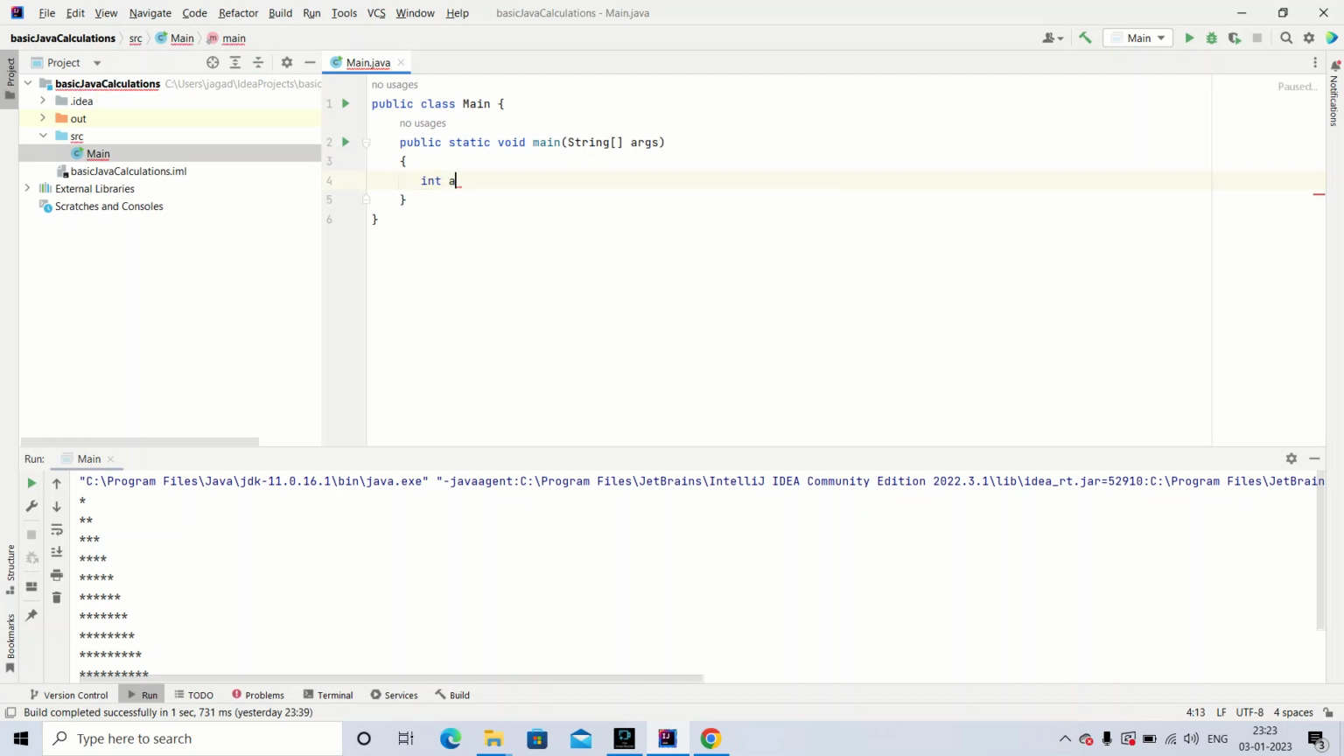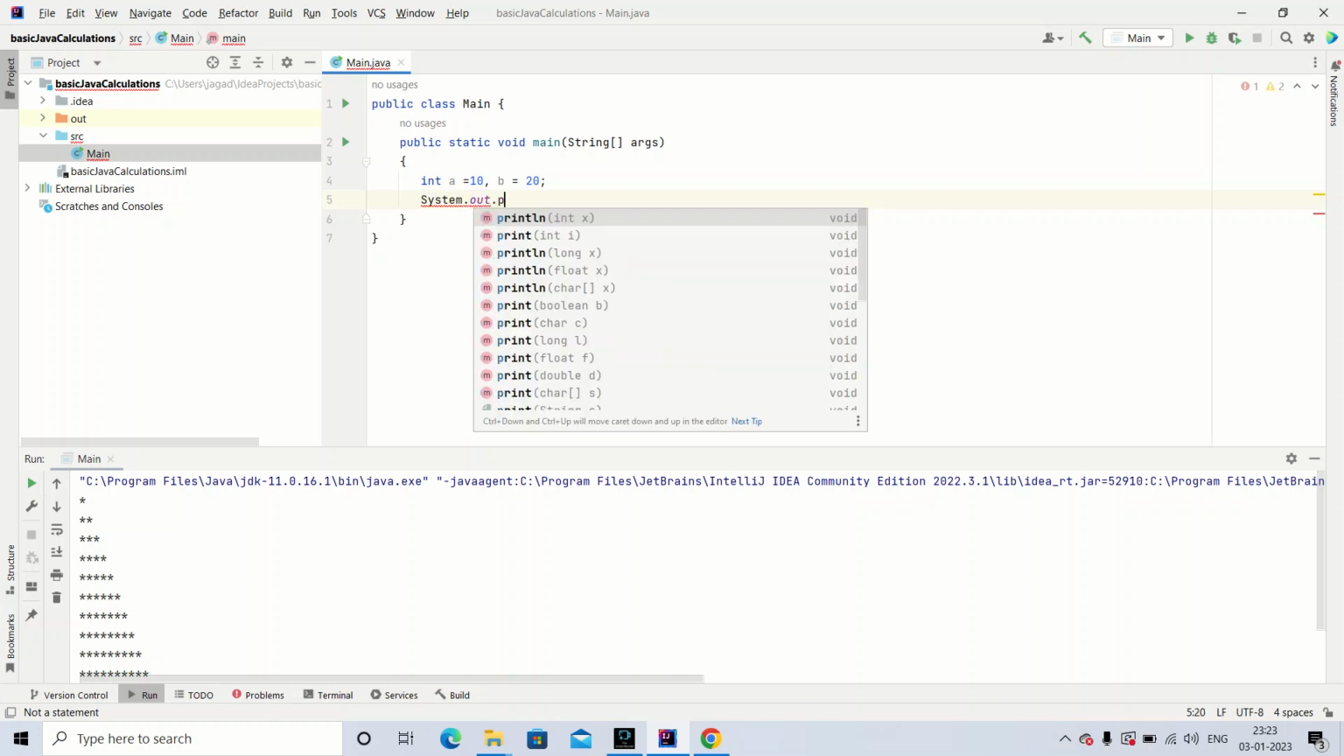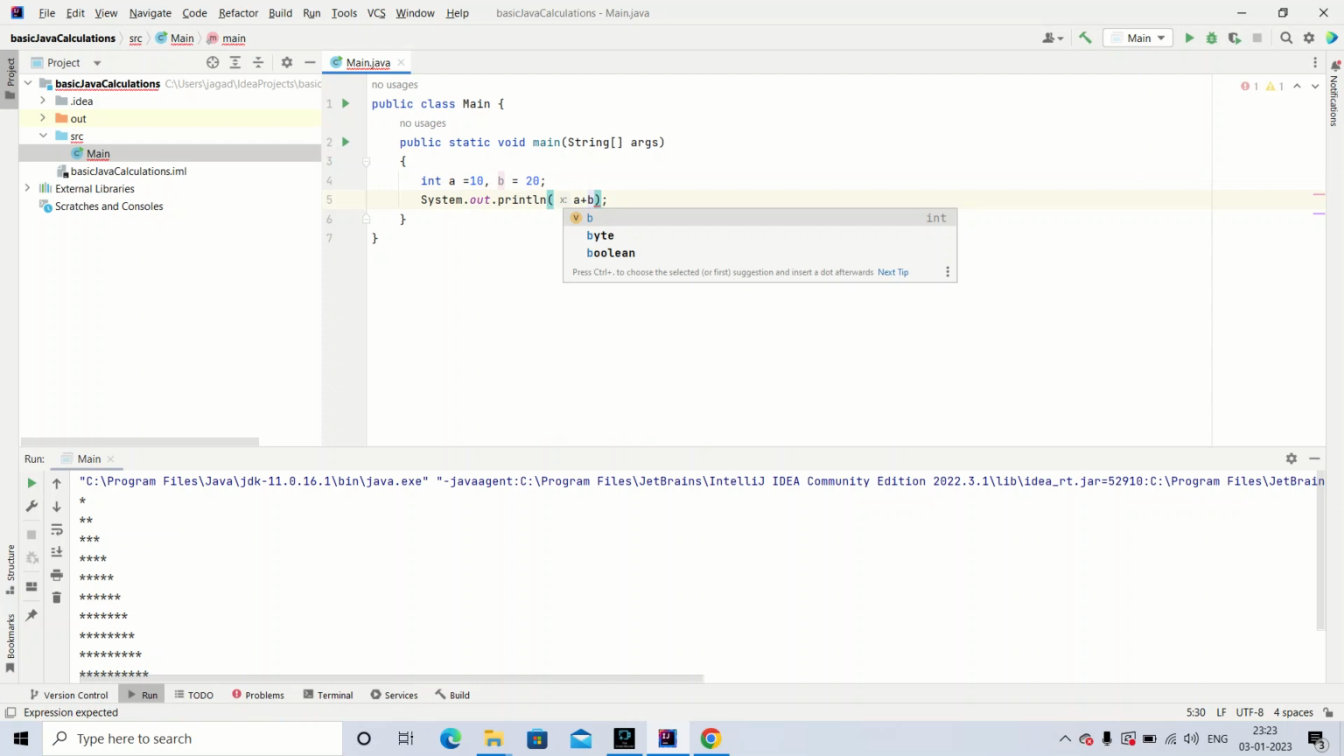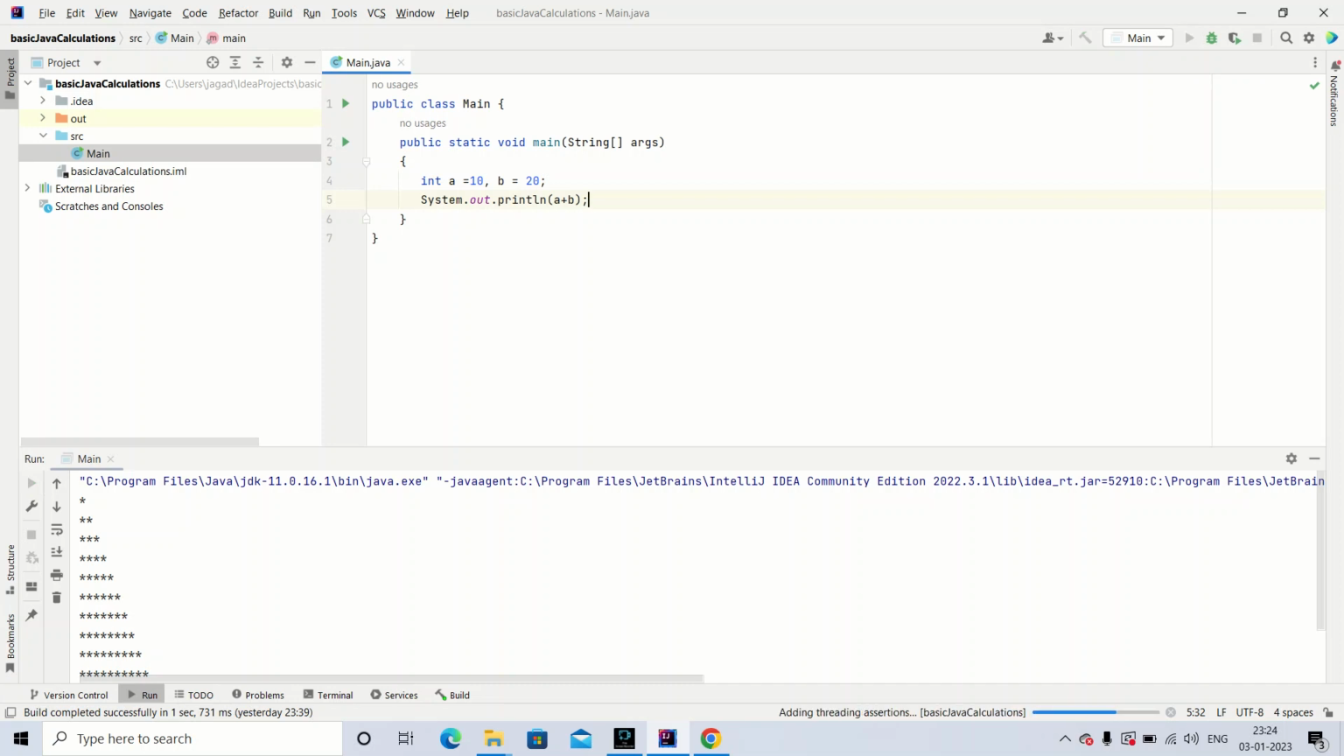First we need to declare the number a equal to 10, b equal to 20. Now if you want to print these numbers, it's very simple, like System.out.println(a + b). Now we will execute this. We got the output as 30.